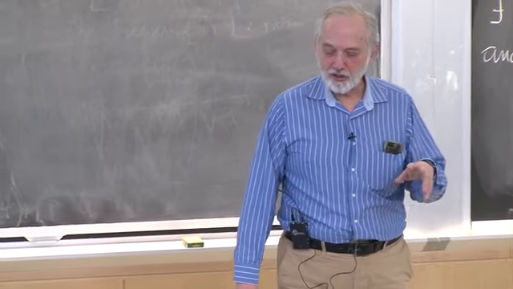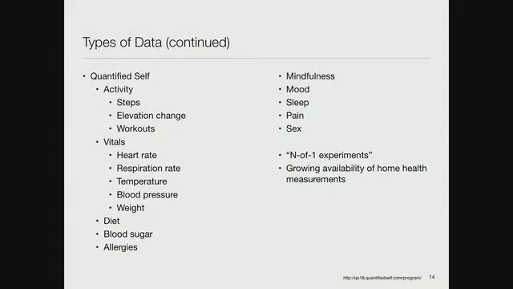And then there's the whole quantified self movement. How many of you wear an activity tracker? Yeah, only about a third. I'm surprised at a place like MIT. So we measure steps and elevation change and workouts, and you can record vital signs and diet and your blood sugar, especially if you're diabetic, allergies, allergic incidents. There's all this mindfulness, mood, sleep, pain, sexual activity.